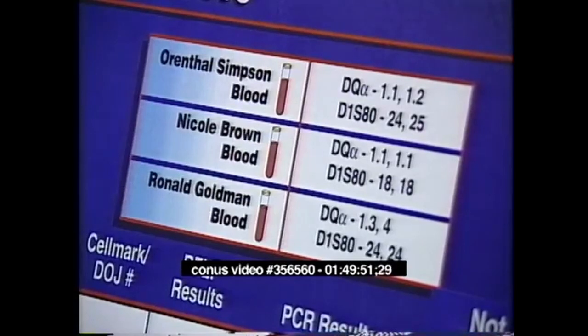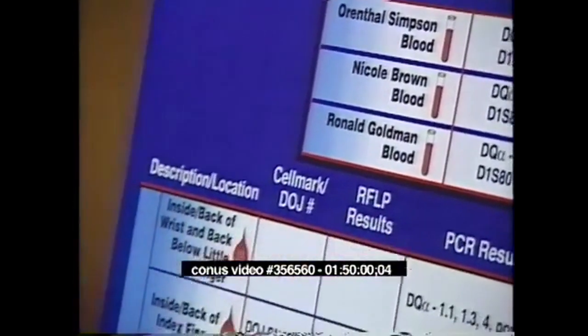I'll stipulate that. Is that stipulation acceptable to the people? Yes, Your Honor. All right. We'll stipulate that those are the results that he obtained. Yes. Okay, that's fine. Thank you, gentlemen.